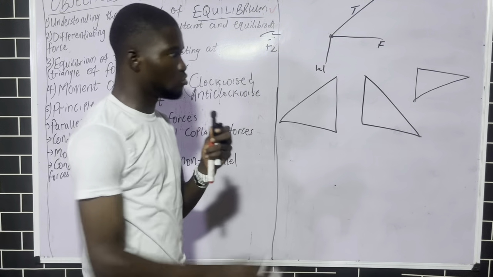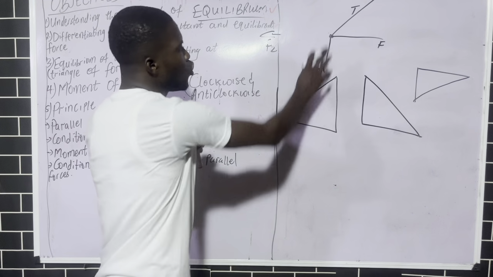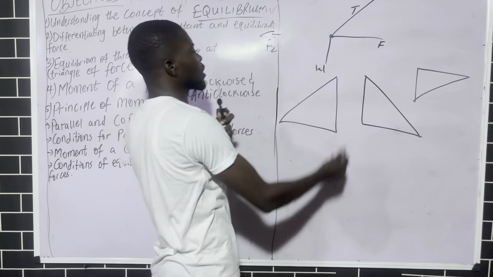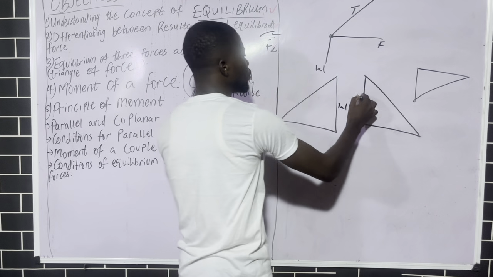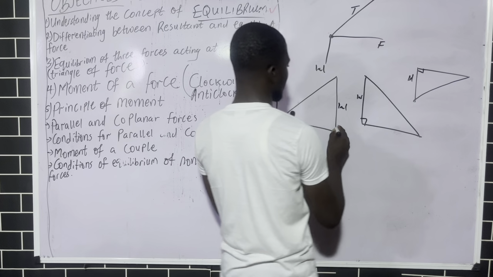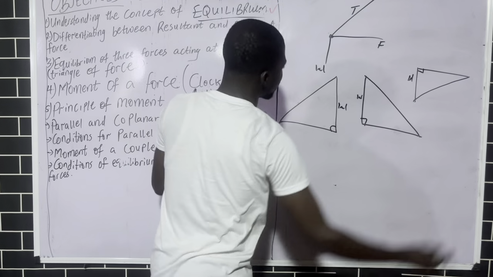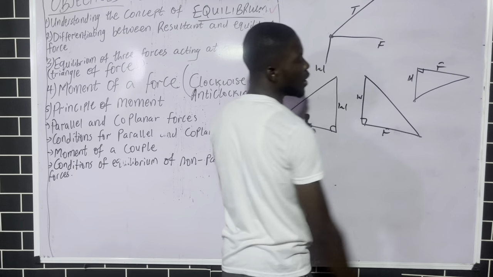So these are my, don't mind the shapes, but these are my 3 right angle triangles. Okay, so now look at the 3 forces. Among these 3 forces, which one is acting directly down? The weight. So this side is weight, this side is weight, this side is weight. Which one is acting horizontal? F. So this side is F, this side is F, this side is F.